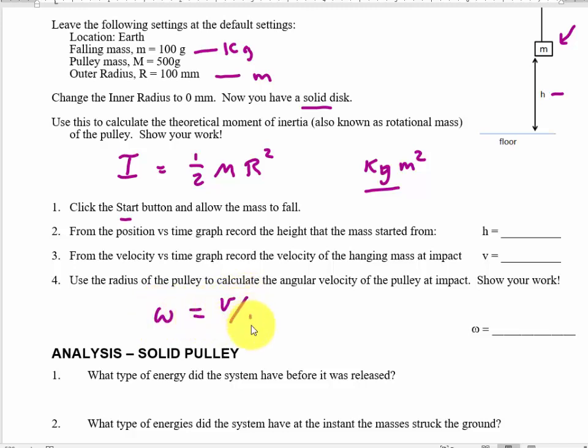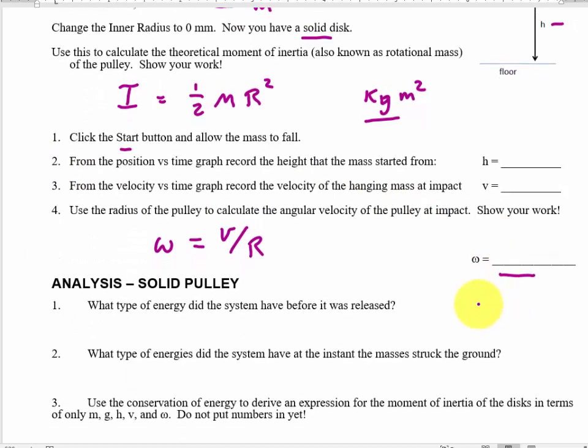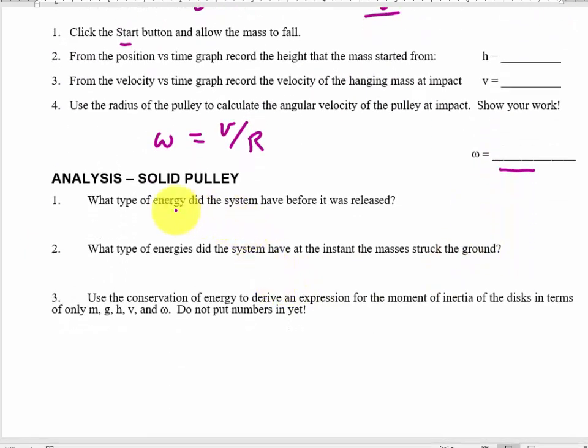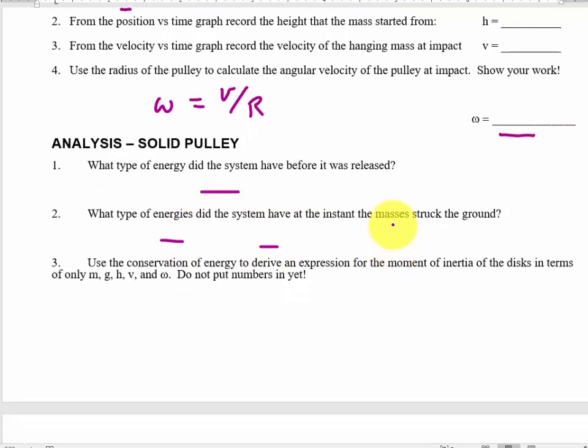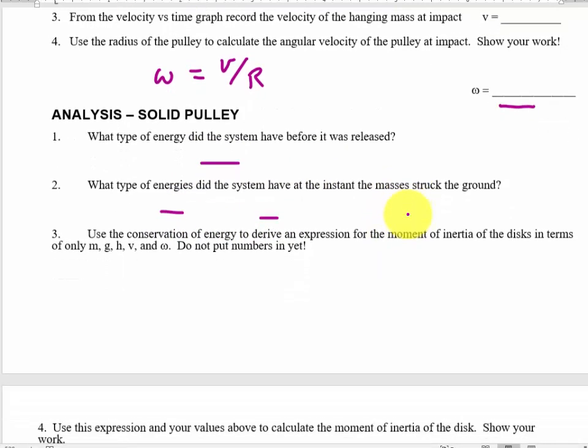to the linear velocity and, in this case, the outer radius of the pulley. This should be in radians per second at that point. Then we're going to identify the flavors of energy that we had. It seemed to start off with just gravitational potential. And we had 2 flavors of energy when the mass struck: we had the mass moving, and we had the pulley rotating.